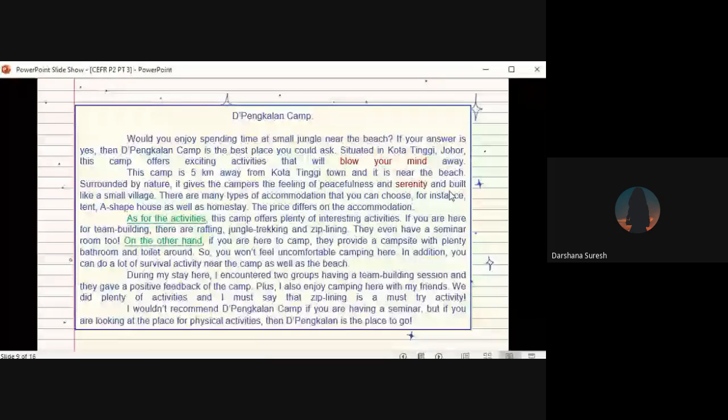Di Pangkalan Camp, would you enjoy spending time at a small jungle near the beach? If your answer is yes, then Di Pangkalan Camp is the best place you could ask for. Situated in Kota Tinggi, Johor, this camp offers exciting activities that will blow your mind away.